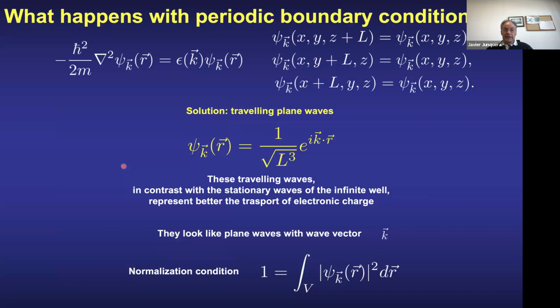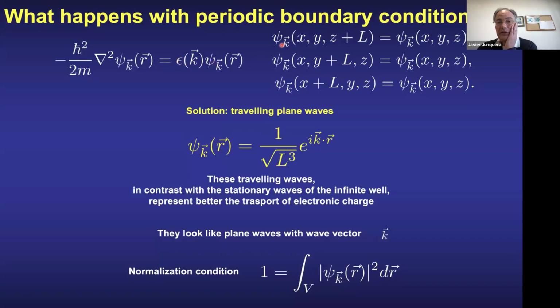So the thing now is what would happen in my free electron gas if instead of solving it within an infinite potential well, I am assuming periodic boundary conditions. In that case, the time-independent Schrödinger equation will be the same as before. I only have the kinetic energy term, and I apply it to the wave function, and then it has to be the same as an eigenvalue multiplied by the wave function.